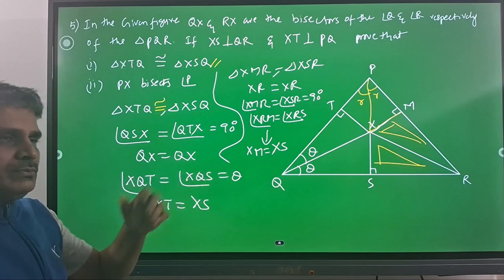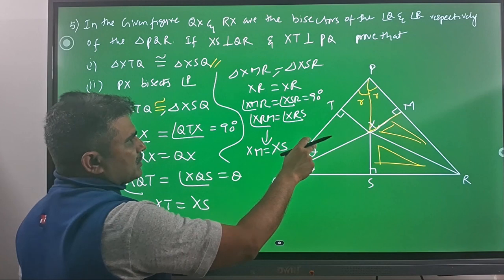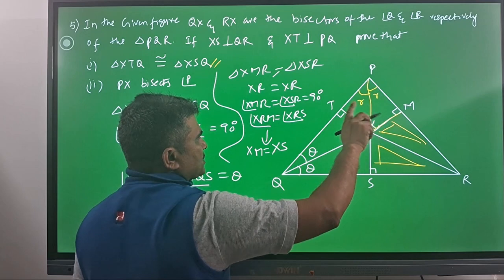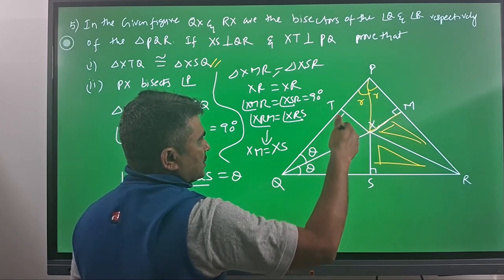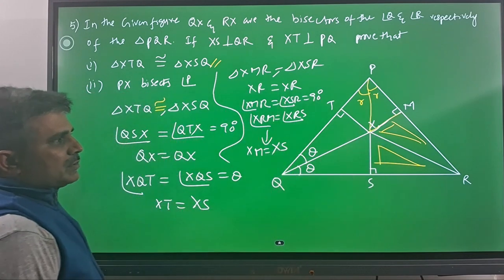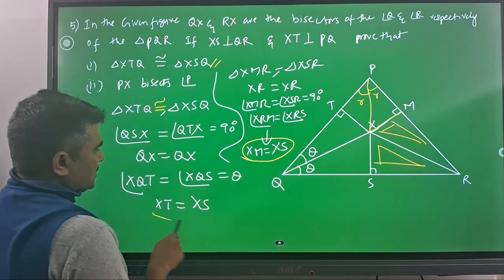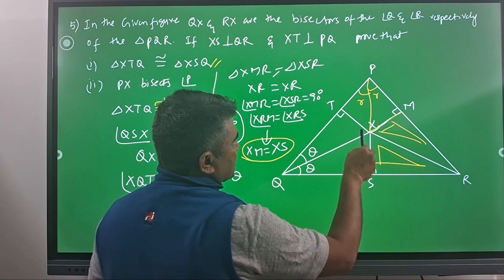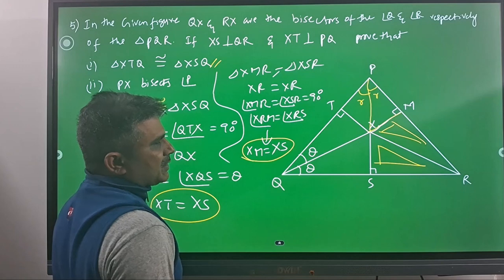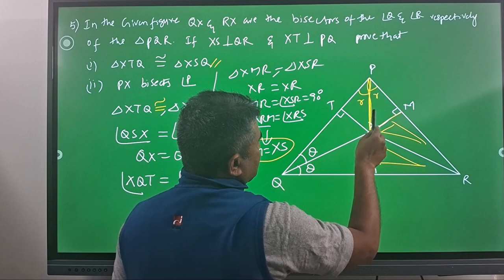Why do we need these two? Because one corner's information is given for this triangle, and we are asking about the other corner's information. So we need to get the information throughout the triangle, whatever the equalities are there, we need to get those equalities, then we can go to that corner. So as of now we got a relation that XM is equal to XS, XT is equal to XS. That means all these perpendiculars drawn from X onto the sides are equal. That's what we got. Now we need to prove this PX should be bisecting this P.